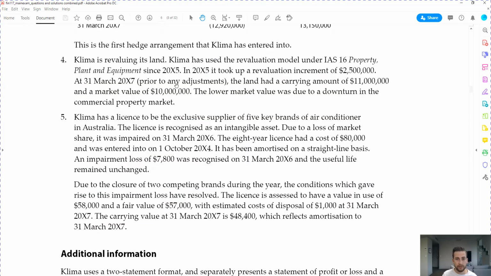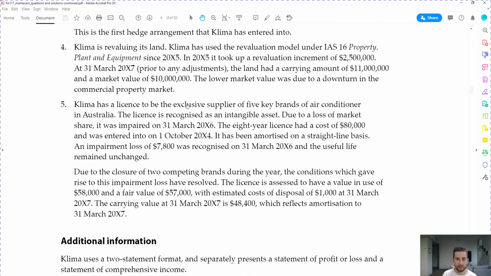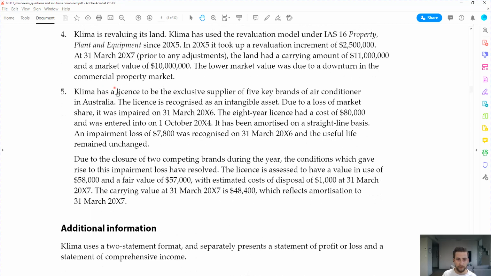Okay, finally, let's have a look at question 5. So, Klima has a license to be the exclusive supplier of 5 key brands of air conditioner. The license is recognized as an intangible asset, so straight away we know we're dealing with intangible assets. Due to loss of market share, it was impaired on 31 March 16, so last year. The 8-year license had cost $80,000 and was entered into on 1 October 2014. It has been amortized on a straight line basis. An impairment loss of $7,800 was recognized on 31 March, and the useful life remains unchanged.